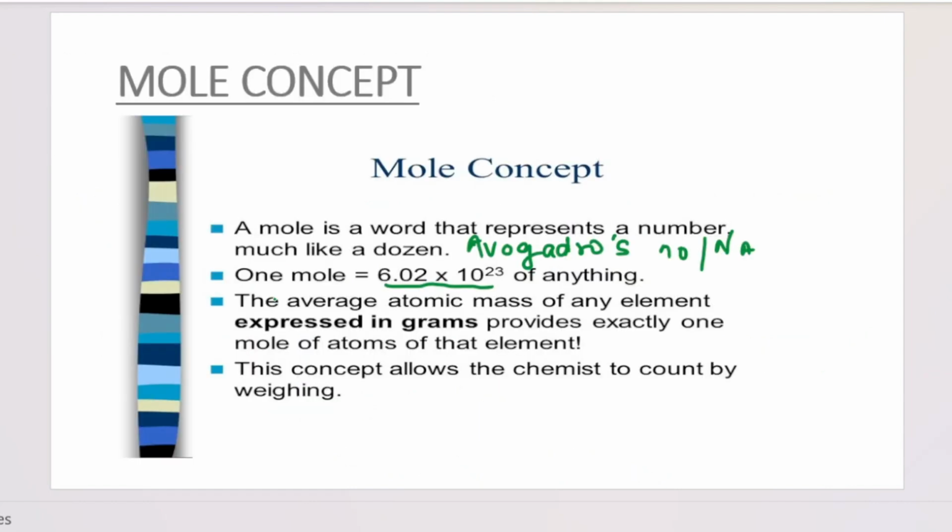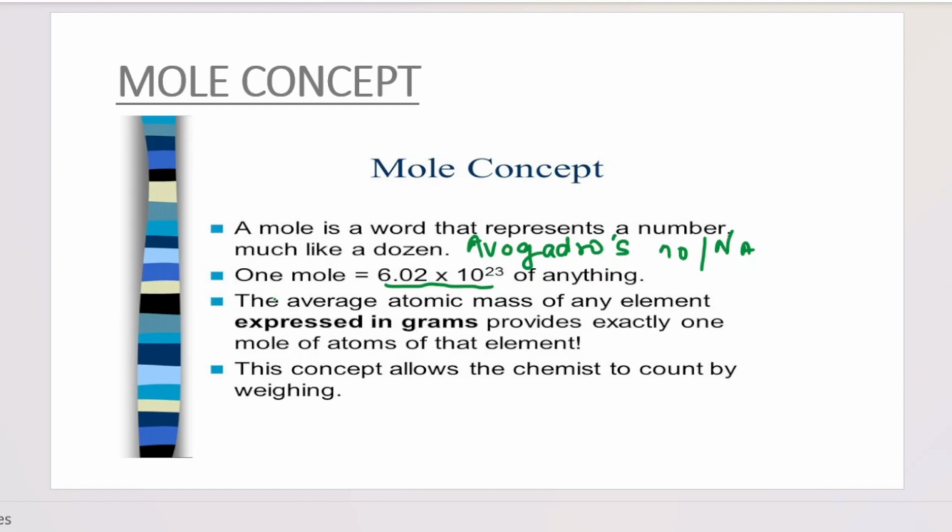Mole concept. What is a mole? Mole represents a number similar to that of a dozen. We know that 1 dozen is 12 numbers. Similarly, 1 mole is equal to 6.022 into 10 raised to 23 numbers.